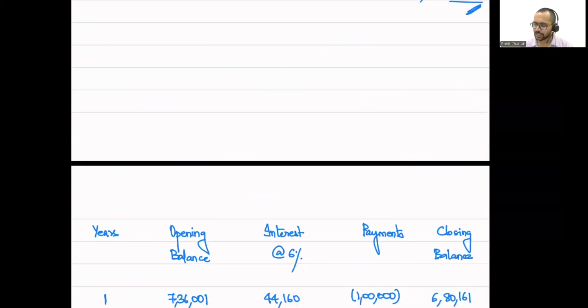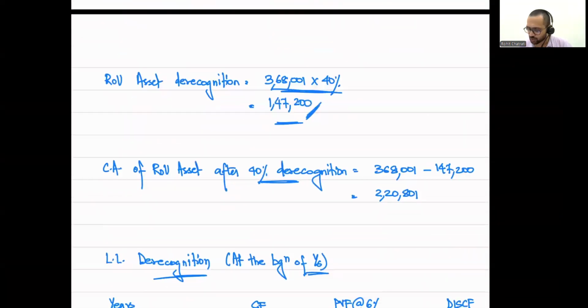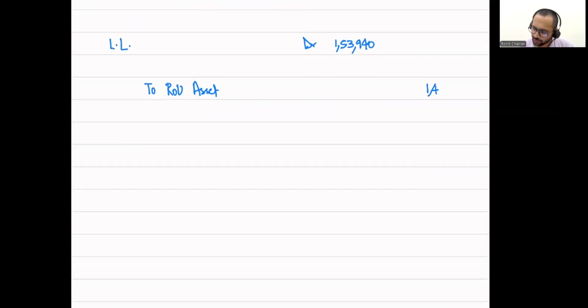All right, so I will be debiting lease liability by this amount of 153,940, because this is the amount that I no longer have to pay. And then I credit ROU asset by 147,200.